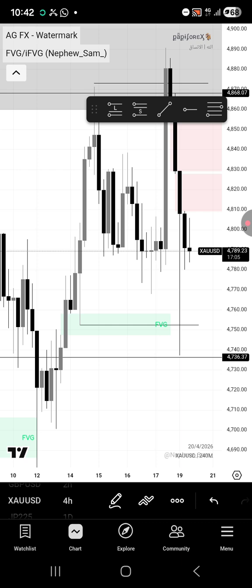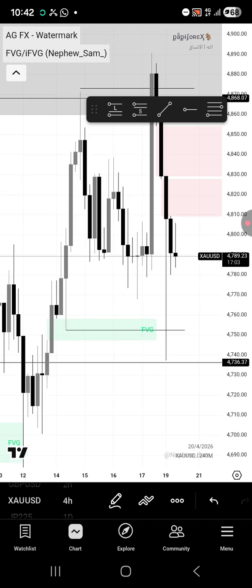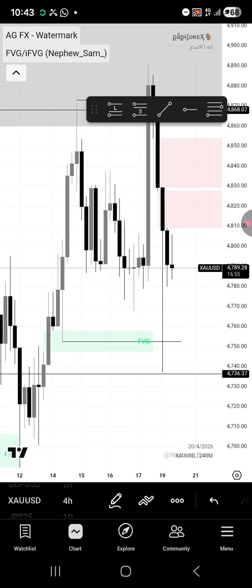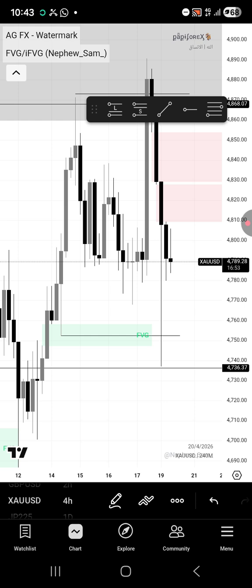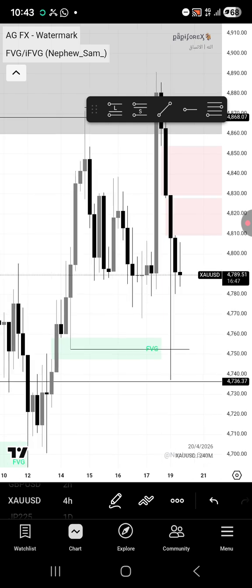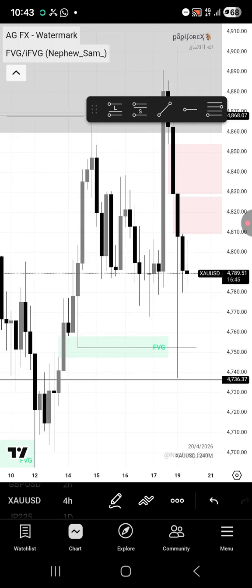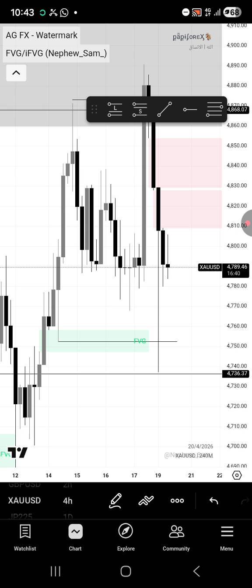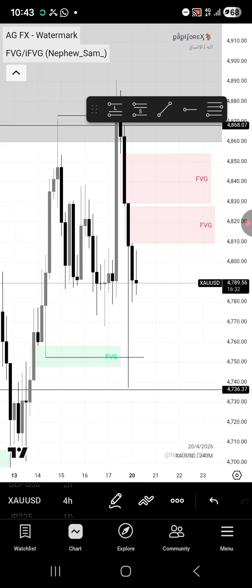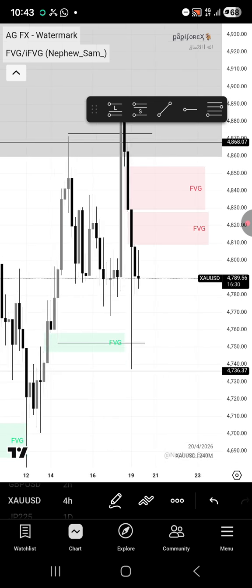In a partially filled fair value gap, price can come to that fair value gap area again and give a reaction from there, because it's not filled completely. It's only if it's filled completely that you can say price doesn't have any business reacting at that fair value gap. So since this is a partially filled fair value gap, price is supposed to react from it, which is why price gave this reaction from that fair value gap.